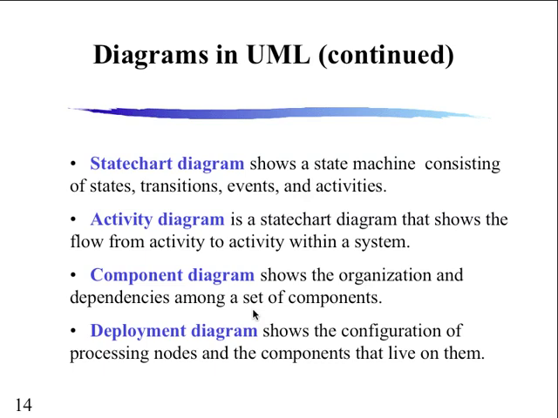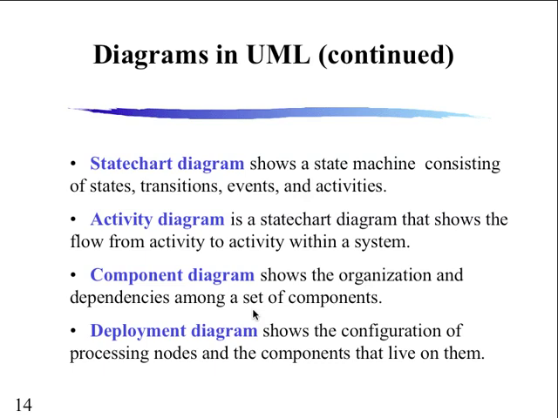State chart diagrams, we saw one of these already. That was showing the different transitions, events, and activities that occur between the different objects. And then we have the activity diagram, which is a state chart type of system, but it's showing activity to activity within the system instead of transitions from state to state. Similar. Sometimes they look the same. Actually, if there are no states, you're just going to have the activities going on.